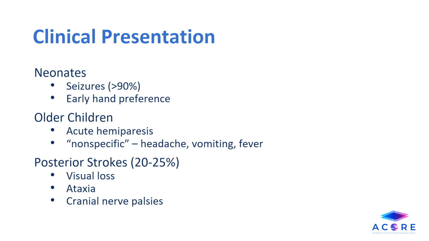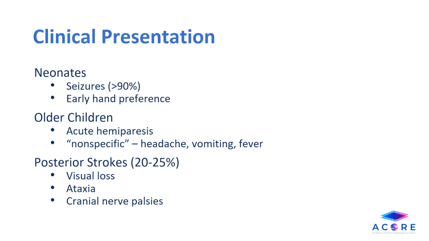In neonates, seizures are a predominant finding for AIS events, and sometimes this is the only sign that something is happening. Infants that demonstrate an early hand preference should raise concern for a previous presumed perinatal ischemic stroke. This is an example of a retrospective AIS diagnosis like we discussed in the previous slide. In older children, the childhood AIS subtype, acute hemiparesis is the most common presenting symptom.